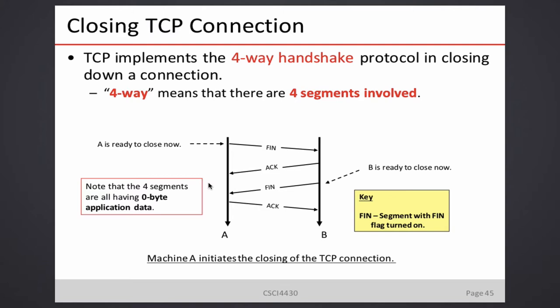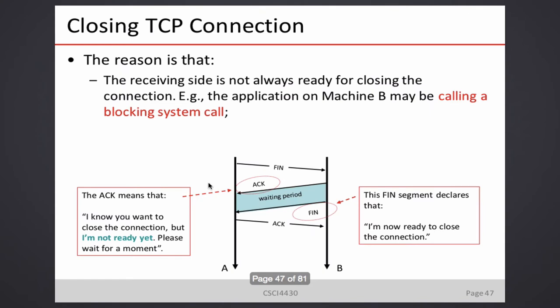Here, I don't want to play, but this side doesn't say that it doesn't want to play. So in terms of implementation, we need to delay for a while. During this period between the ACK and the FIN, there is a time delay that allows this side to get ready and call close. When the other side is ready and calls close, A also knows that B knows A wants to close, and B is ready to close. Then the last packet signals, okay, I know we can both close now. So this is what we mean by a four-way handshake.